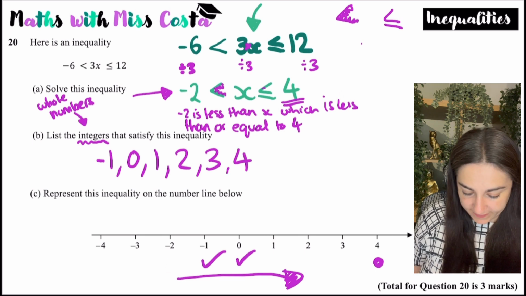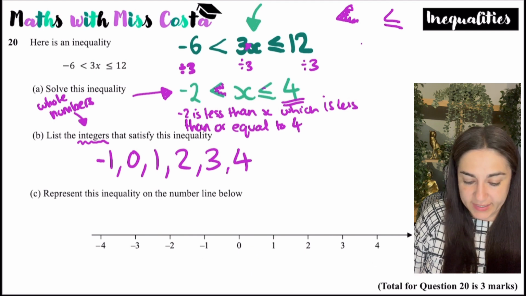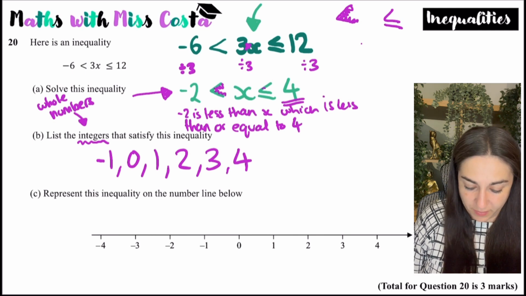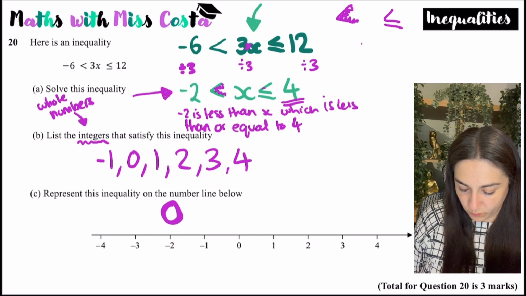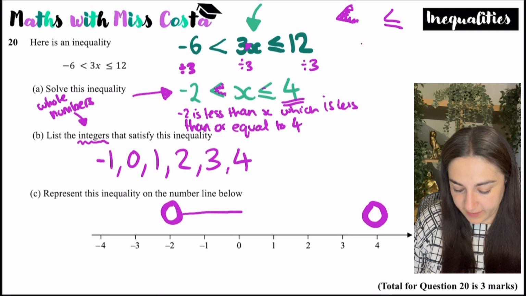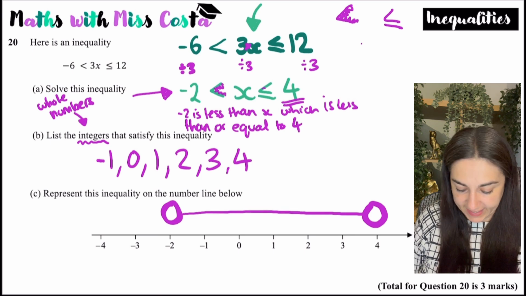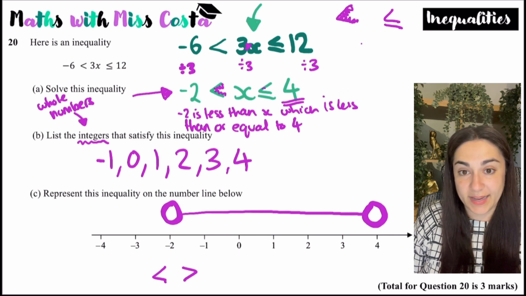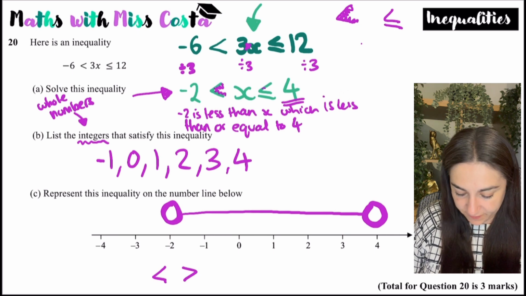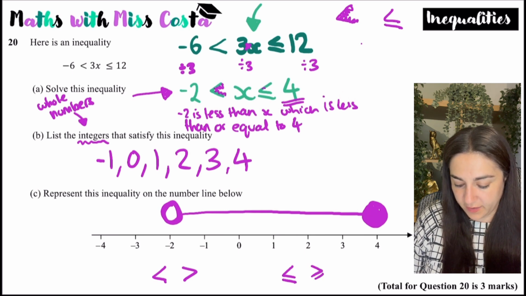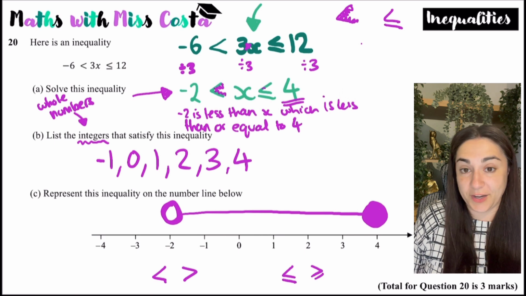And then I need to represent this inequality on the number line below. So this is pretty simple. All you do is you draw a dot above wherever it says. So it says -2. We draw a dot there, and 4. I know that x has to be in between these two values. I draw a line between them, and then I consider carefully. If it's greater than or less than, I leave the dot blank. If it's greater than or equal to or less than or equal to, I colour the dot in. So that's the only differentiation.